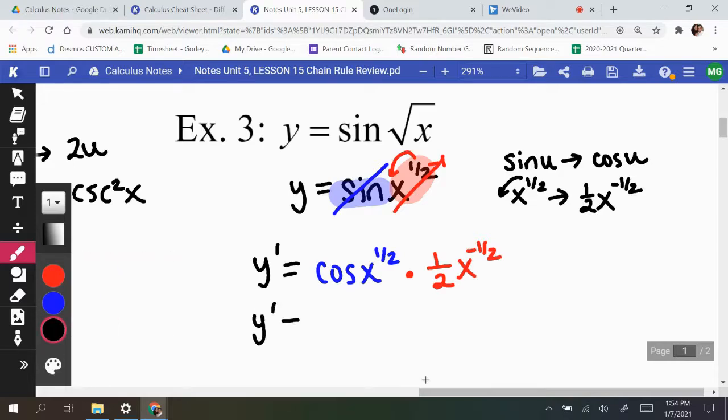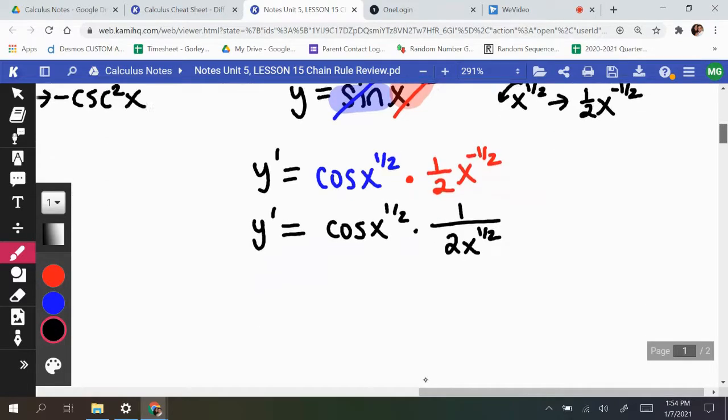Simplifying, we get cosine x to the 1/2 times, this is going to be 1/2 x to the 1/2, right? I've got to fix that negative exponent. Let's go ahead and rewrite it in radical form just to clean this up a little bit. We get cosine root x over 2 root x.